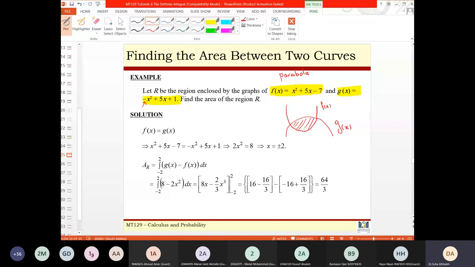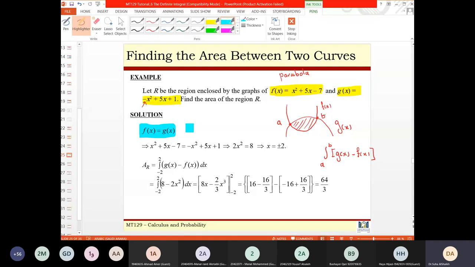So I'm going to integrate g of x minus f of x, because g is above as I can see. Now one more thing, I need the points A and B. The points A and B are this point and this point, where the two curves meet, when they cut each other. How can I get when they cut each other? By letting f of x equal g of x.